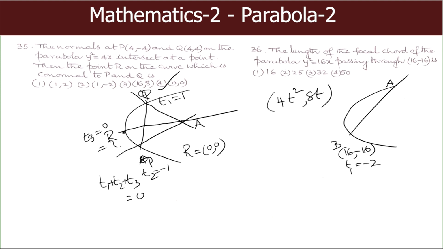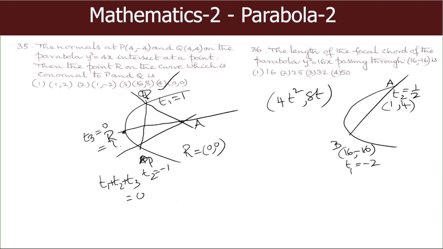This is T1, we call it T1. This T2 is 1 by 2, because the product of the parameters must be equal to minus 1. The chord joining the points T1 and T2 on the parabola is a focal chord only if the product of the parameters T1 and T2 equals minus 1. So, when T1 is minus 2, T2 must be equal to half. Therefore, when T2 equals half, this point is (1, half)... this is a 4.